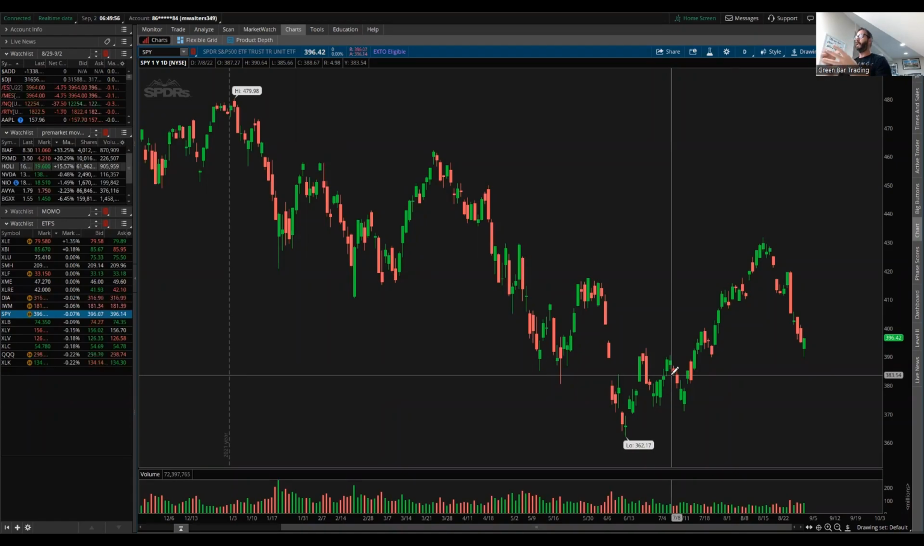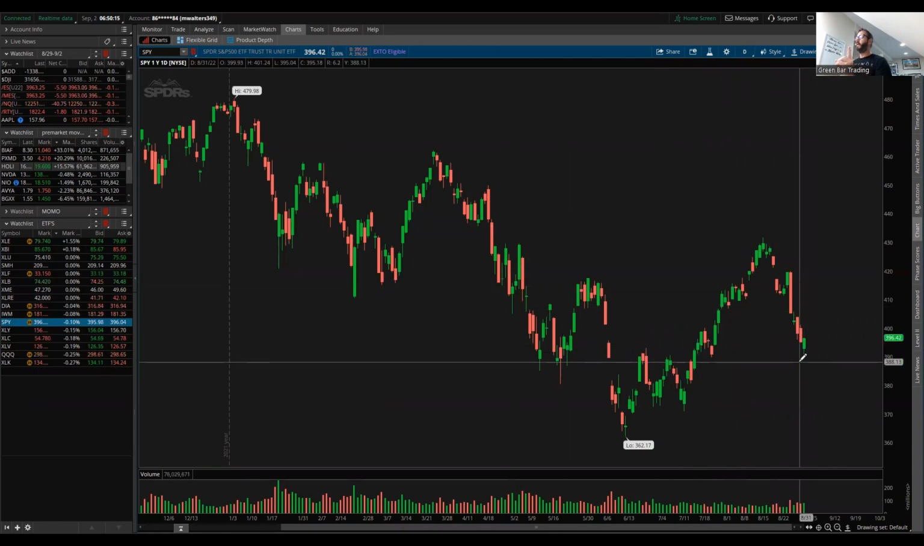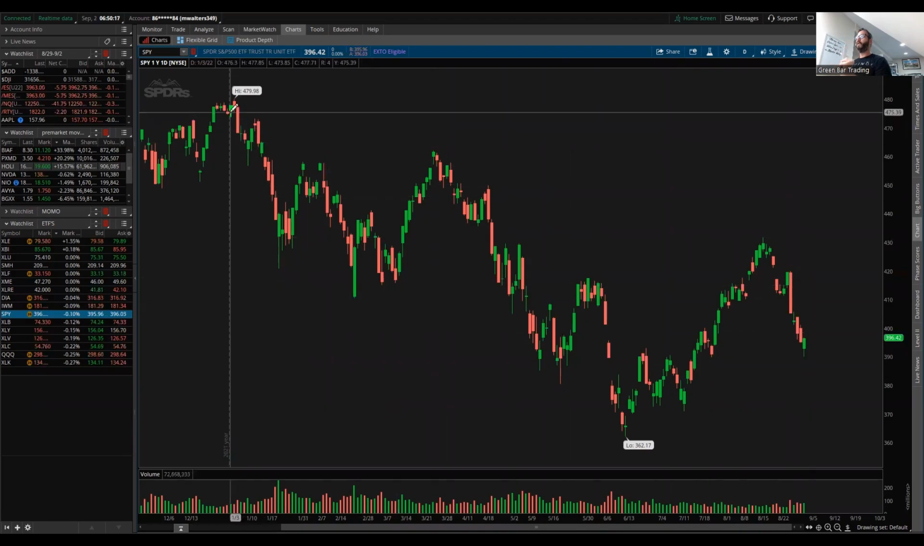This is a clear chart. There's nothing on this chart right now. The platform I use is Thinkorswim. This is the daily chart for the SPY. The daily chart for the SPY just means that every one of these candles represents one full day of trading. So this is what the year looks like. Okay, there's a lot of red and green candles.